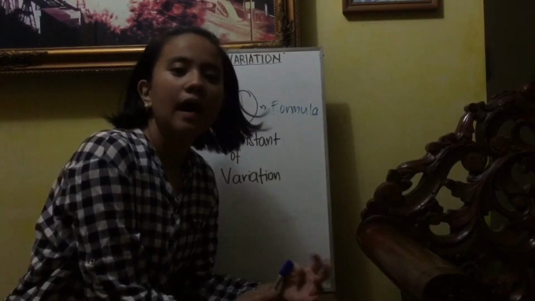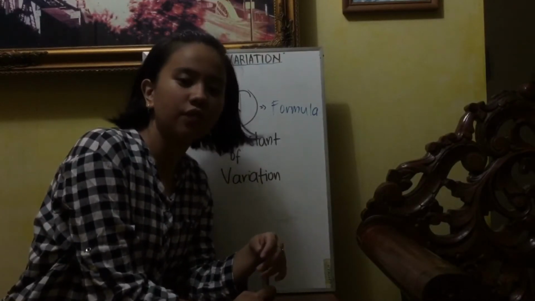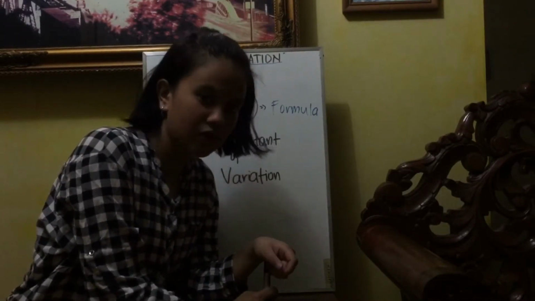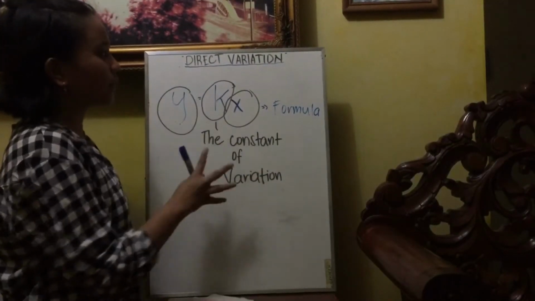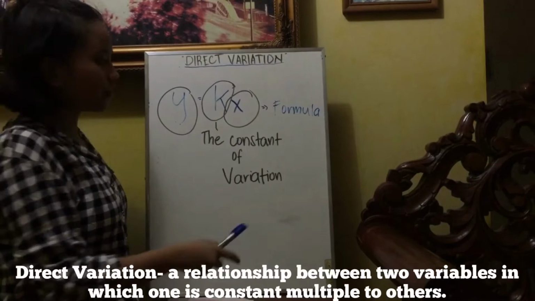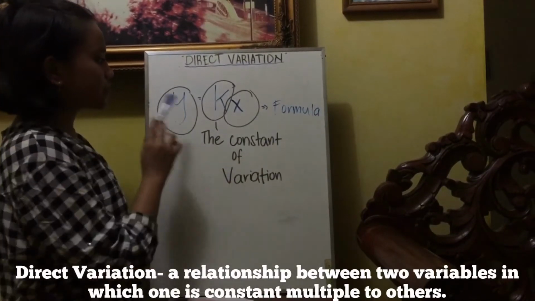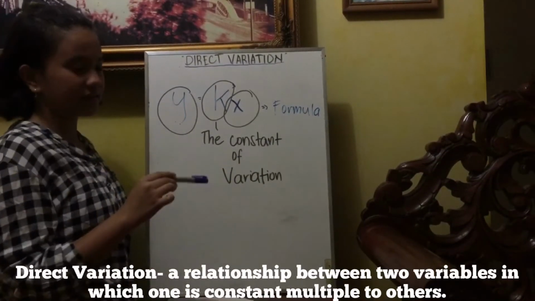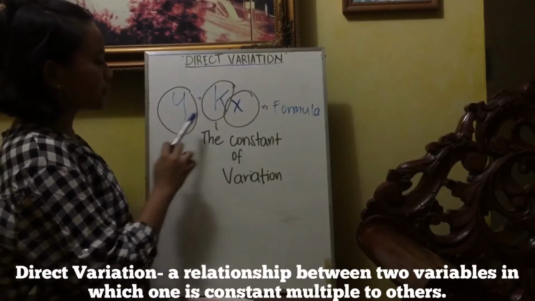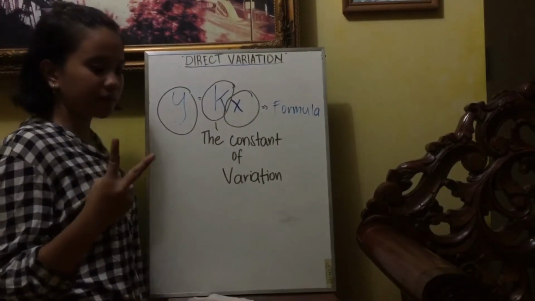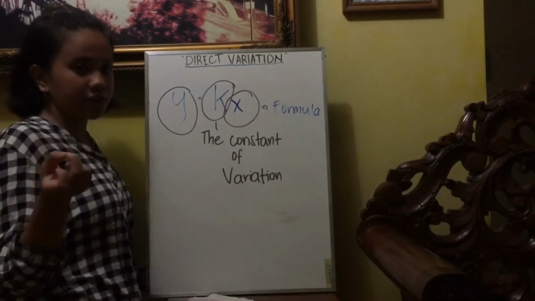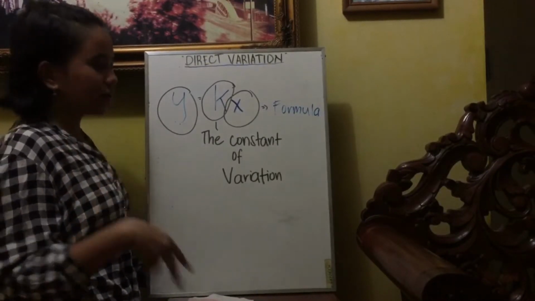Variation means a relationship between two variables in which one is a constant multiple of the other. These are the examples of direct variation, or the formula. So this is y equals kx. These two variables, the y and the x, have a relationship or are connected to each other.